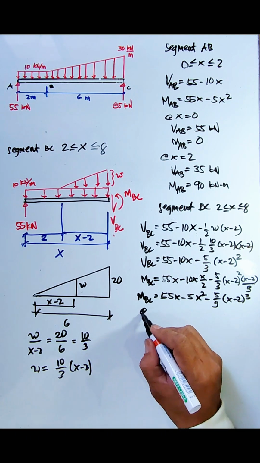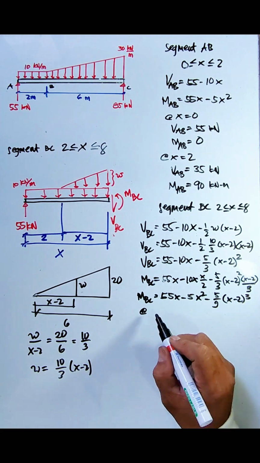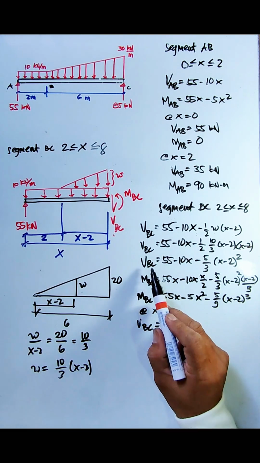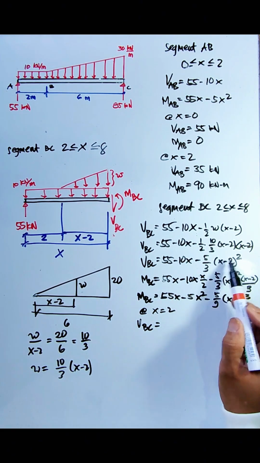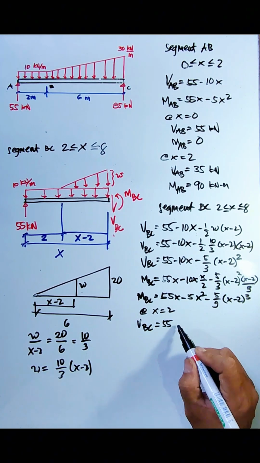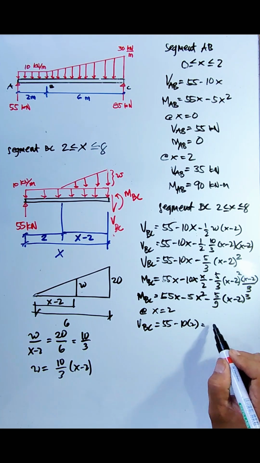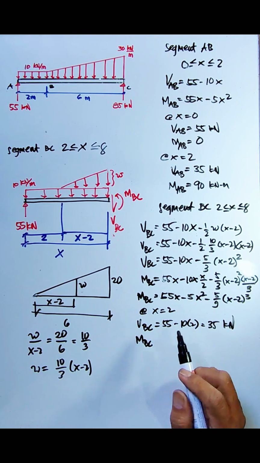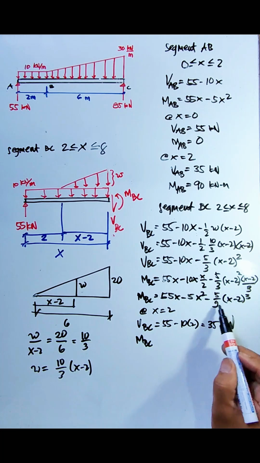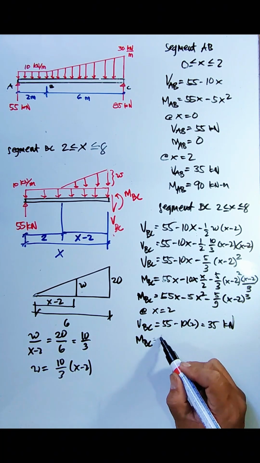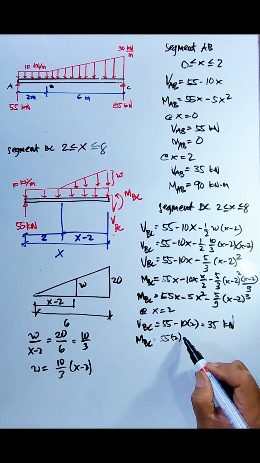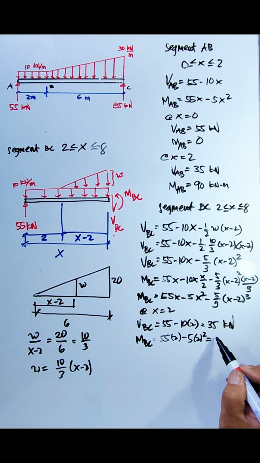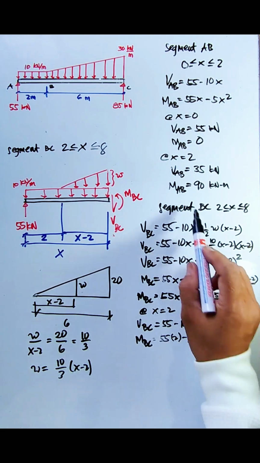Okay. So let's solve the values of shear. Let's start at x equals 2. So VBC is, looking at this equation, this will be 0 here. So we only have 55 minus 10 times 2, that's 35 kilonewton. Moment BC, this part here is 0, so we'll have 55 times 2 minus 5 times 2 squared is 90. Same as this one.